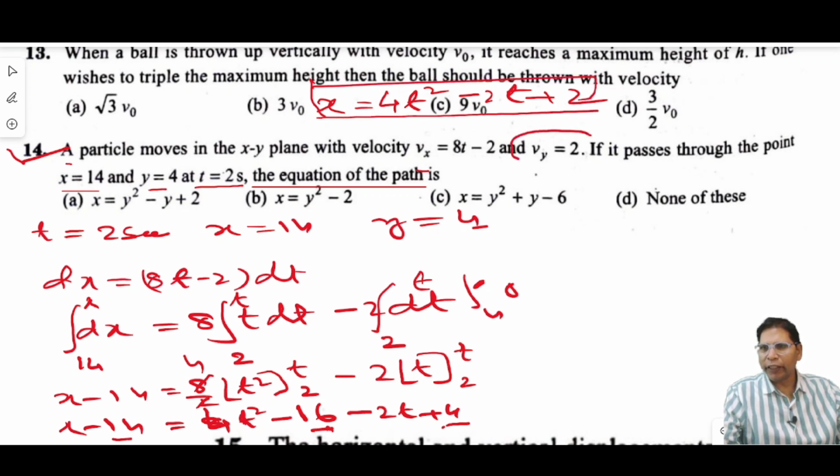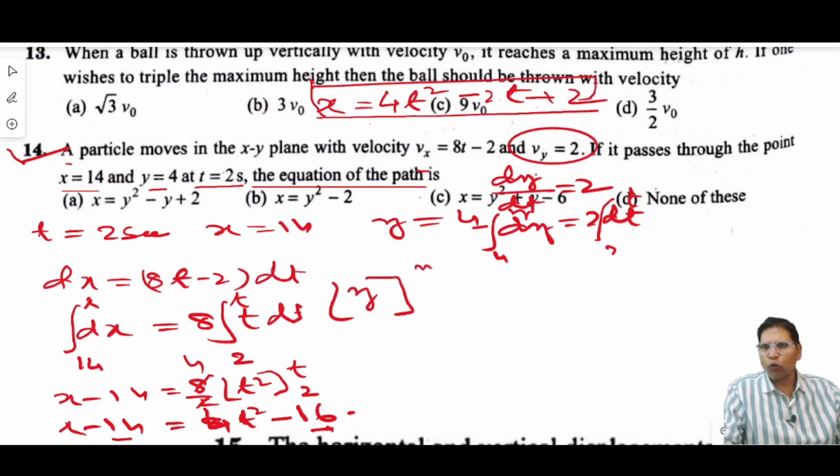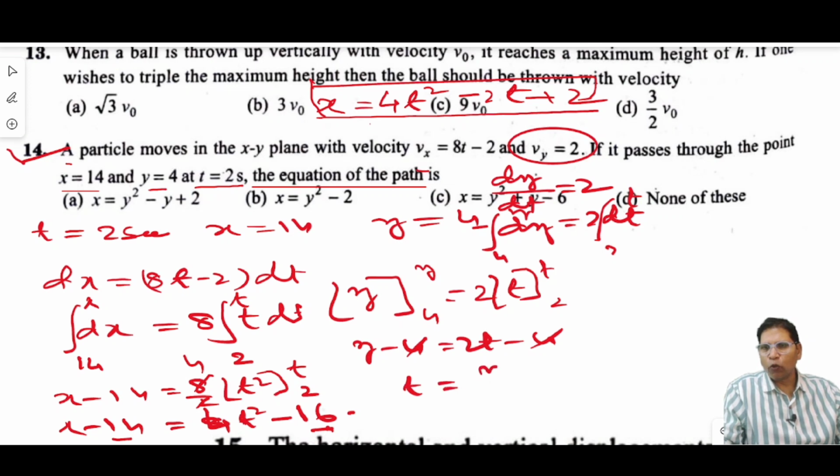Now, if we differentiate this, dy by dt equal to 2, so this is the dy equal to 2 into dt. Now, integrate. Look at this, the boundary condition: when t equal to 2, y is equal to 4. So y, this is the 4, equal to 2 into t, limit of integration t from 2. So look at this, y minus 4 is 2t minus 4, 4 cancel out. So t equal to y by 2.